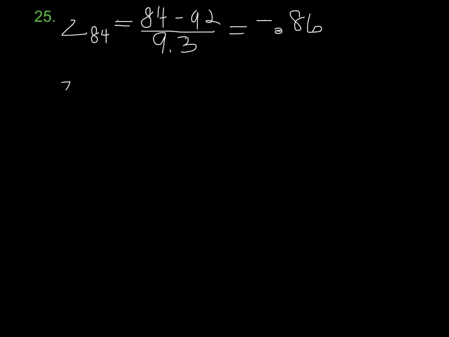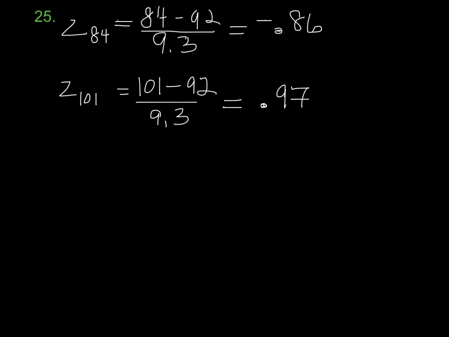Now, they want to figure out what percent of students taking the test score between 84 and 101. So then we need to do the same thing again, but for 101. So we're going to do 101 minus 92, divide that by 9.3, throw that in your calculator, and you're going to get 0.97.